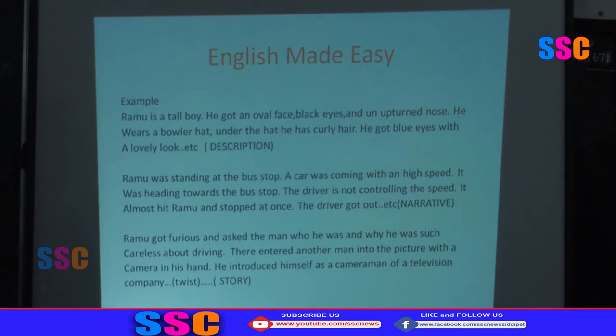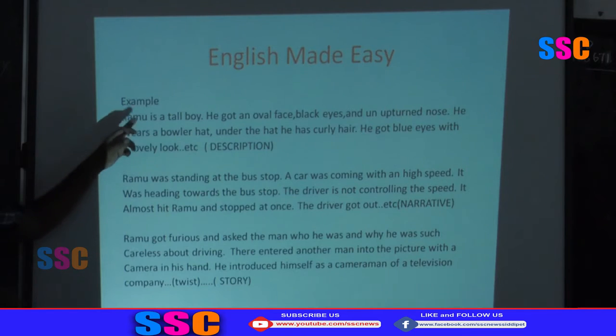See, Ramu was standing at the bus stop. A car was coming with a high speed. It was heading towards the bus stop. The driver was not controlling the speed. It almost hit Ramu and stopped at once. The driver got out, etc. So here in the narrative part, I have written the series of events that occurred in an order.